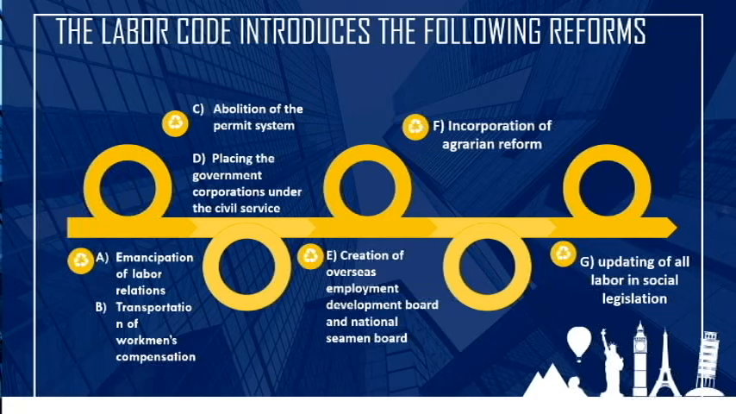G. Updating of all labor in social legislations. As mentioned previously, the book is divided into 7 books. But in summary, it's all about the updates in all labor and social laws, including the women and child labor laws, apprenticeship laws, and industrial safety laws, which are updated in the code to align with national development priorities centered on social justice and human dignity.